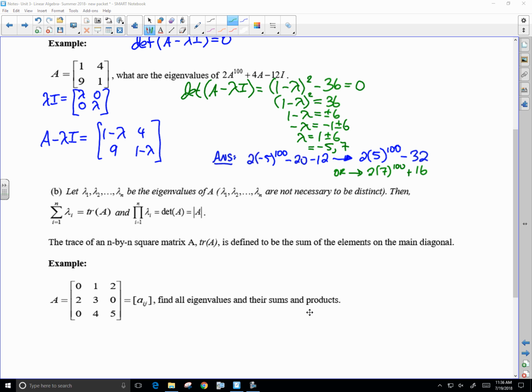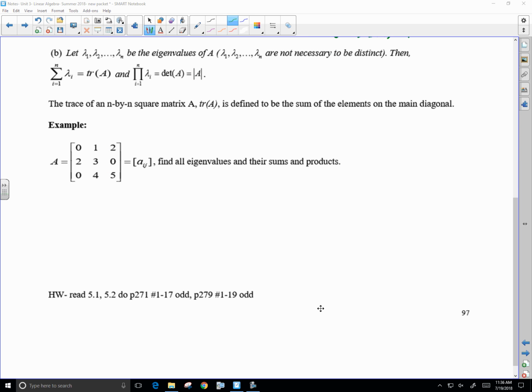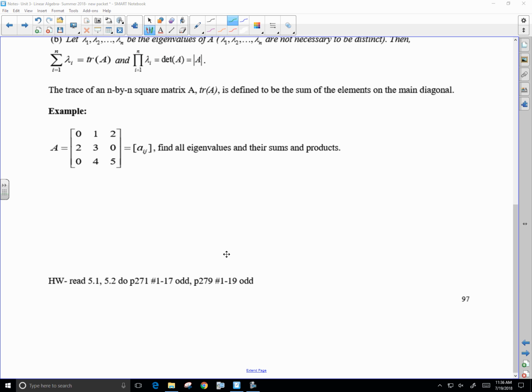So we have the sum of the eigenvalues equals the trace of A. Whoa. All right. And the product of the eigenvalues would be the determinant of A. Right? So let us investigate.